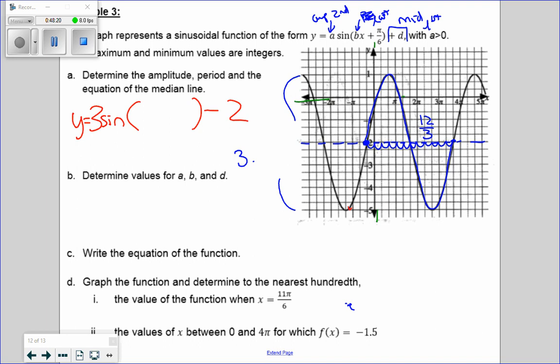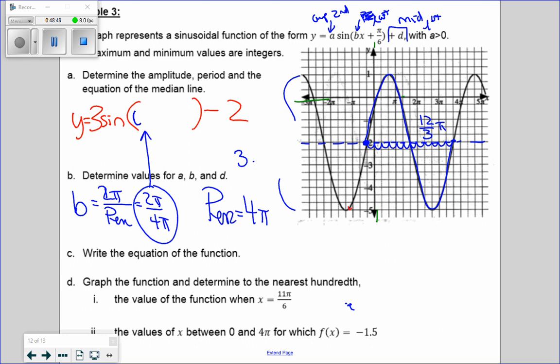Now, just stick the pi back in. So my period is 4 pi because 12 divided by 3 is 4. So now I need to find the b value. 2 pi over period. If you punch that into your calculator, you're going to get 0.5x. And then just rewrite it with that plus pi over 6.